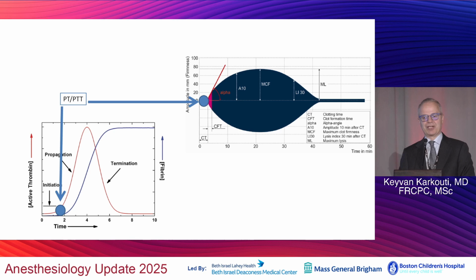On the other hand, if you look at viscoelastic assays, so this is a ROTEM curve. At the same time point where PT-PTT stops is where really 95% of the ROTEM measure is still ongoing in terms of maximum clot firmness, clot breakdown, the alpha angle, clot formation time, and so on. So you get a lot more numbers and information out of viscoelastic assays than you would out of the standard coagulation assays.